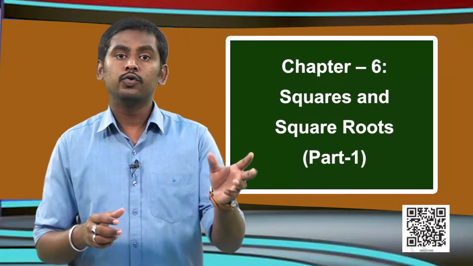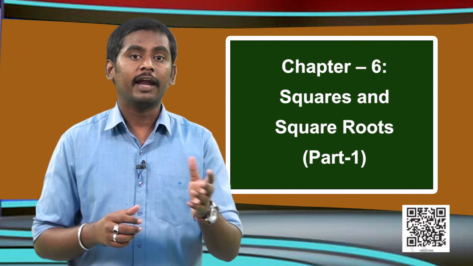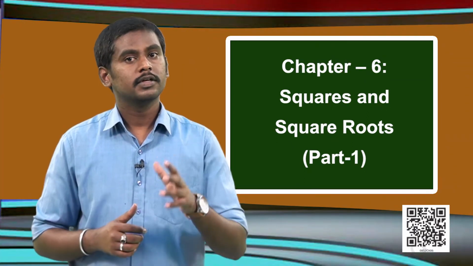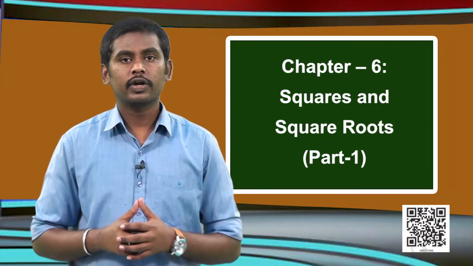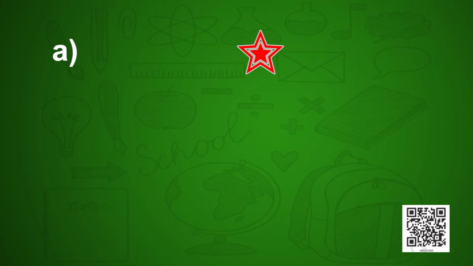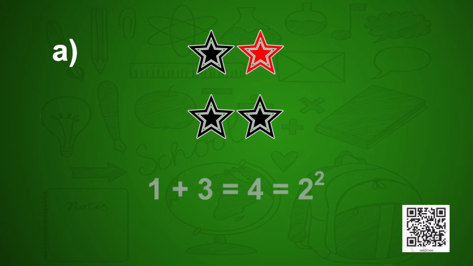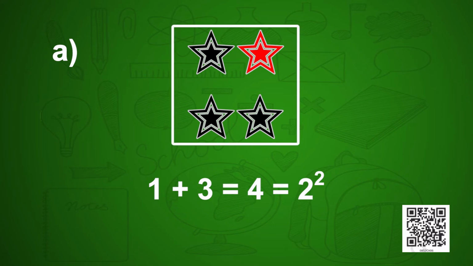Whenever you take two consecutive triangular numbers and add them, try to observe what we will get. Suppose, which are the first two triangular numbers? We have 1 and 3. When you add these two triangular numbers, 1 plus 3 is equal to 4. But we know that 4 is nothing but 2 square. 4 is a square number.